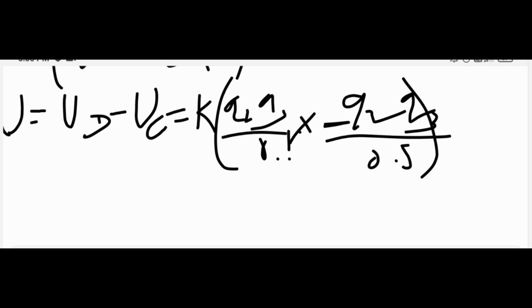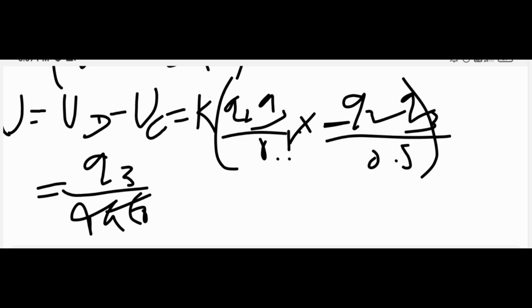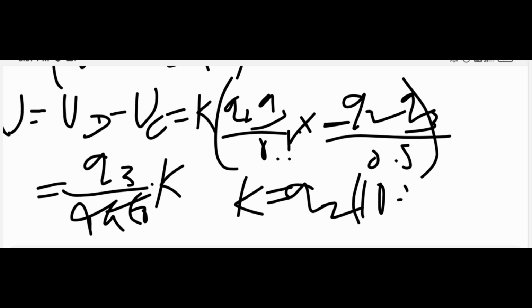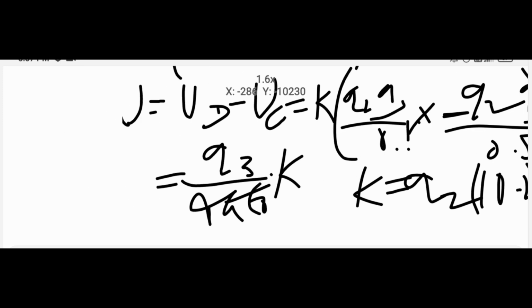After substitution, you will get q3 by 4 pi epsilon naught times k. If you consider this again, you will lastly get k equal to q2 times 10 to the power minus 2, which is equal to 8 times q2. So the final answer will be 8 times q2.